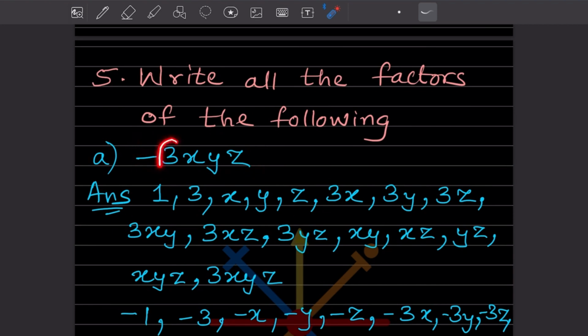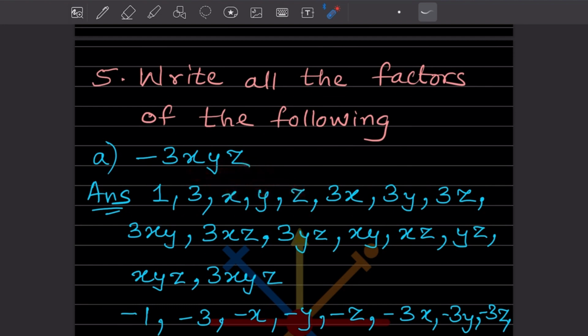Now let us take one number. This is 3. See, 3 means we can also write 1 3s are 3 or 3 1s are 3, right? So the factors of 3 are 1 and 3. Okay, so we'll write here 1. Then 3. We are not going to consider this sign first. Okay, so we are just going to concentrate over here. So first thing, 3 is done. Then what will be the factors? X, y, z. Okay, these are one possibility.